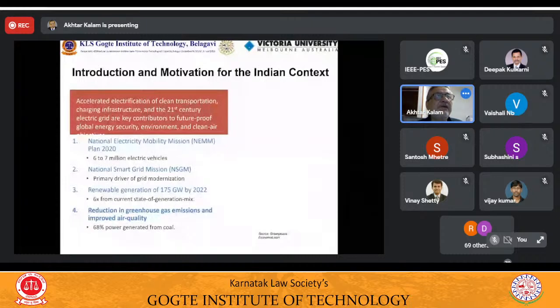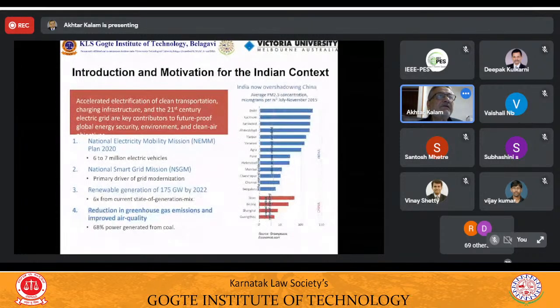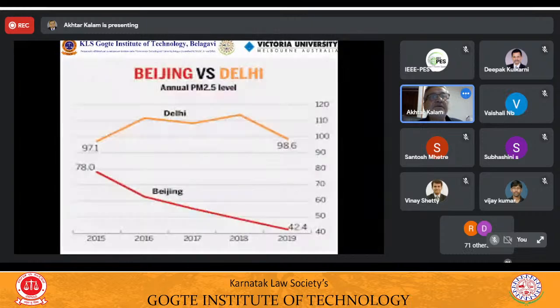And look at this, my friend. I'll come back to this one in a minute. And I want to compare India with China. Look at India and look at China. And I'll explain what that PM 2.5 concentration is. Now, this is what it is.